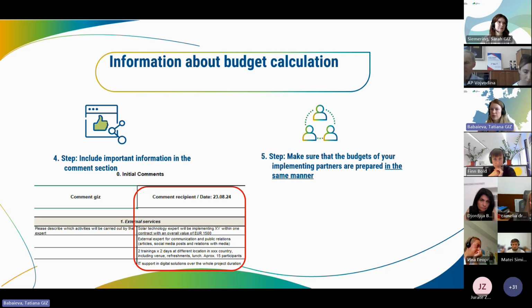You, as implementer, are responsible for the budget sheets of your implementing partners, and they should be prepared in the same manner as yours. You can forward them all our guidelines and tutorials you received from us so far, or prepare the document together.